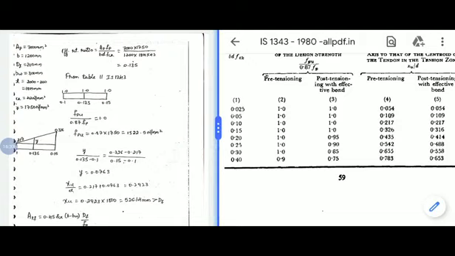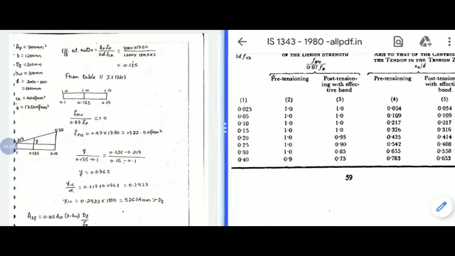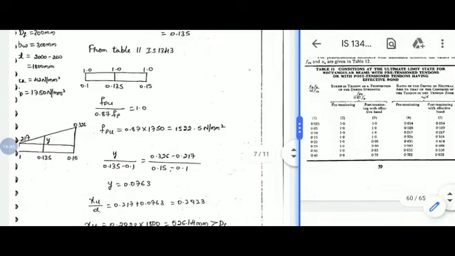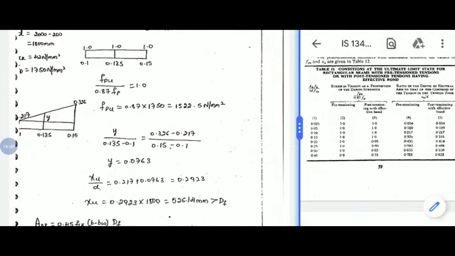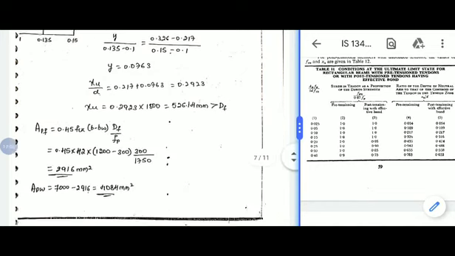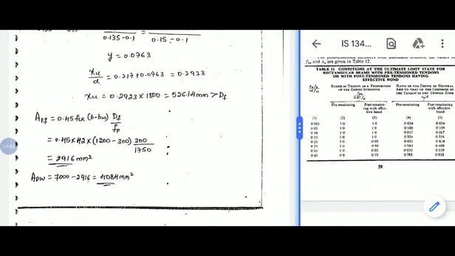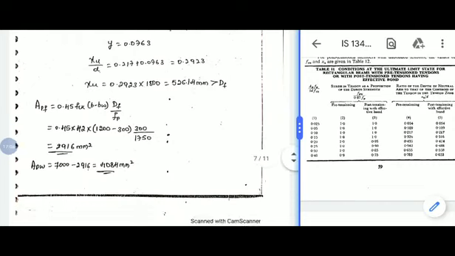Then for XU by D ratio, we have 0.217 and 0.326. On interpolating for 0.135, we will get XU by D ratio as 0.2923 and XU as 526.14 mm, since it is greater than the thickness of the flange, which is 300 mm. So we need the area of steel in flange and web, APF and APW.